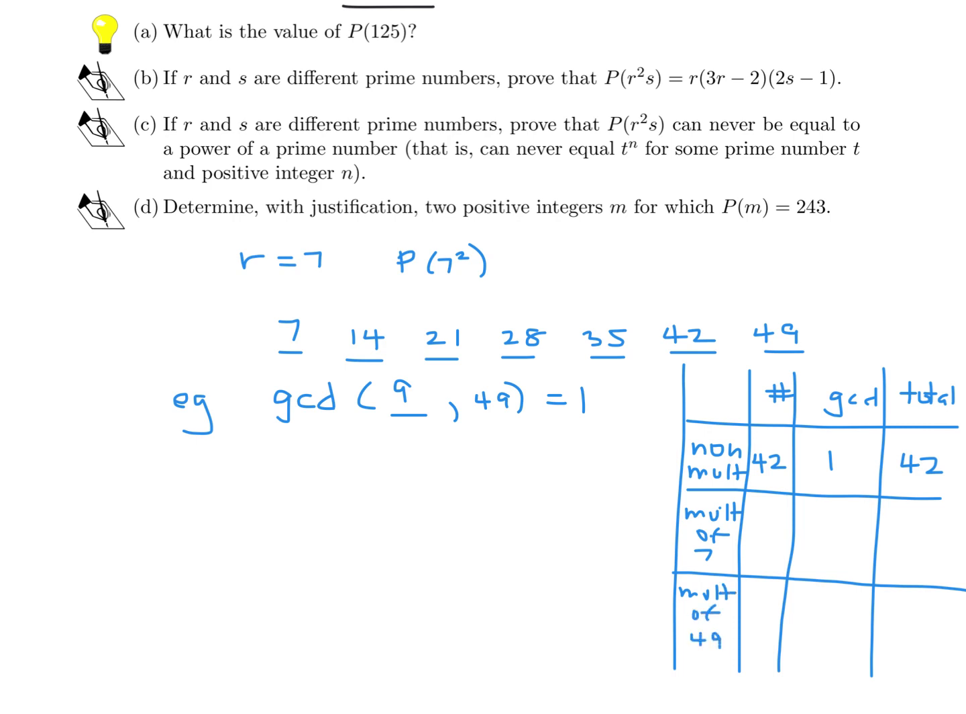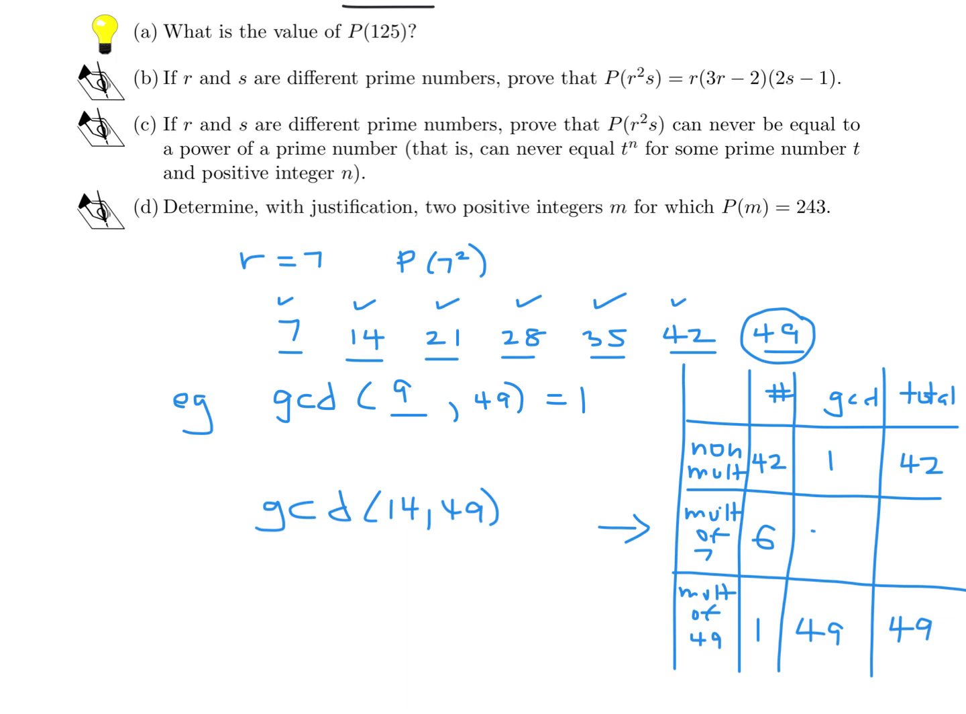Well, for 49, there's only one of those guys, this guy right here. So I'll put 1 there. The GCD of 49 and 49 is 49. So that's 49. Now, this guy had multiples of 7, but unique multiples of 7. So we have 1, 2, 3, 4, 5, 6. So 6 is the answer. The GCD of any of those, so for example, GCD of 14 and 49, that's going to be 7. And then the total will be 6 times 7, so 42.